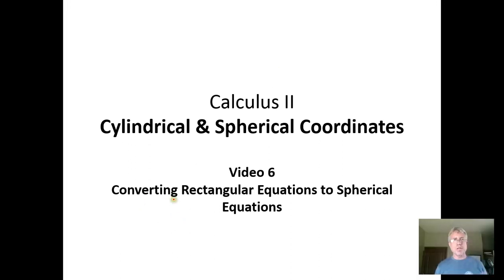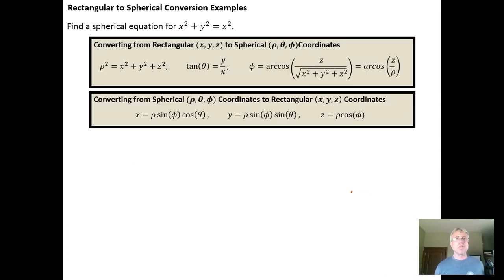So in this video we're going to show two examples of converting a rectangular equation into a spherical equation. Here I have a rectangular equation, x squared plus y squared equals z squared. Rectangular because it has x, y, and z. And we want to convert it into spherical, so we need to wind up with an equation that is described only in terms of rho, theta, and phi.